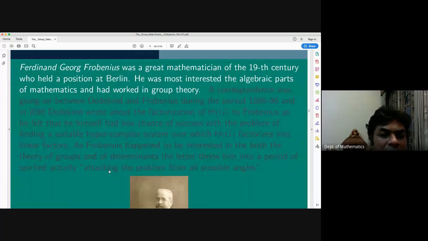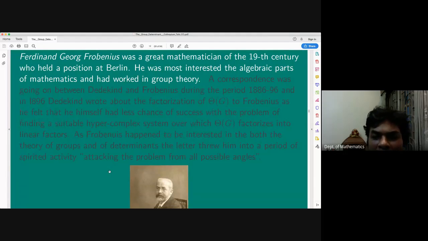Frobenius was a great mathematician of the 19th century, at the same level as Dedekind, an outstanding mathematician. Dedekind had some correspondence with Frobenius, and he wrote about this problem to Frobenius. It immediately caught Frobenius' attention because Frobenius was interested in both groups, you know, there are groups called Frobenius groups, and also in determinants. Therefore, this problem interested him very much.